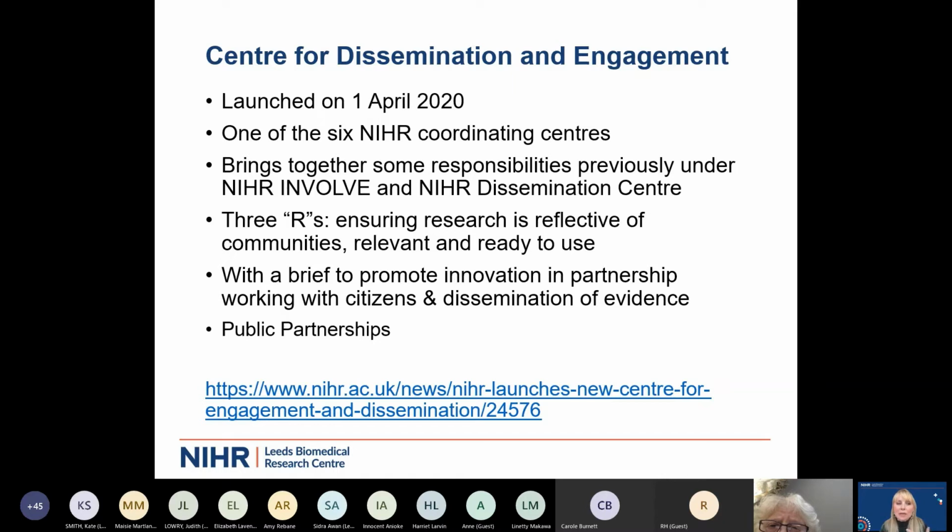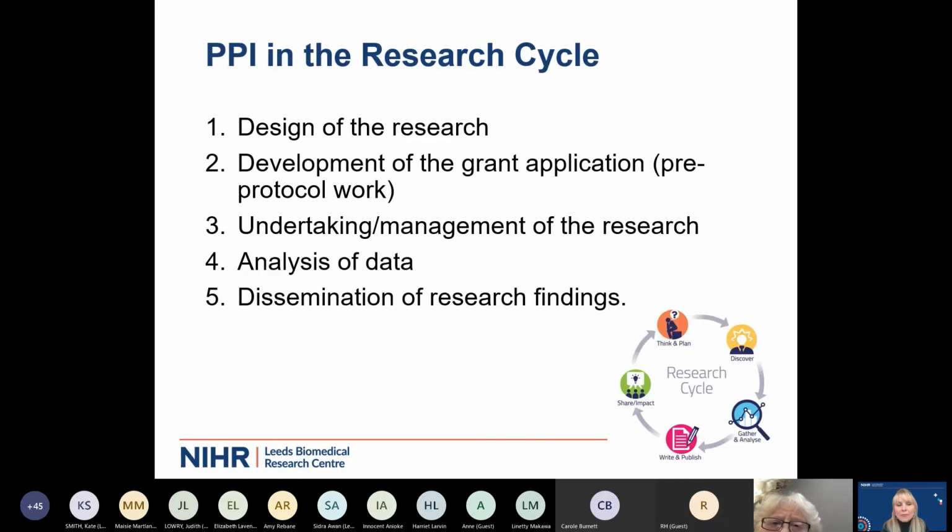Their focus will be on ensuring research is reflective of communities, relevant and ready to use. They've got the brief to promote innovation and partnership working with citizens and dissemination of evidence. There's a link there for you to have a look at for the centre. We will keep our website up to date with when they have moved all the Involve resources over.